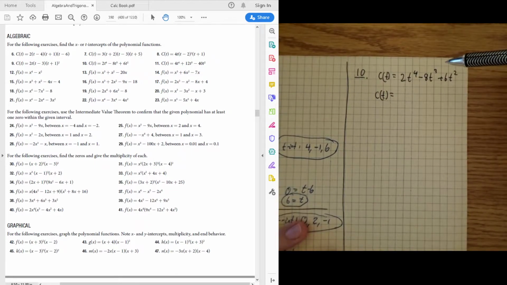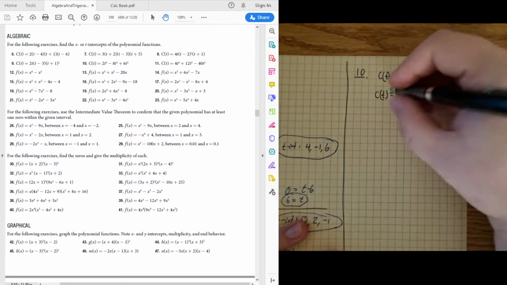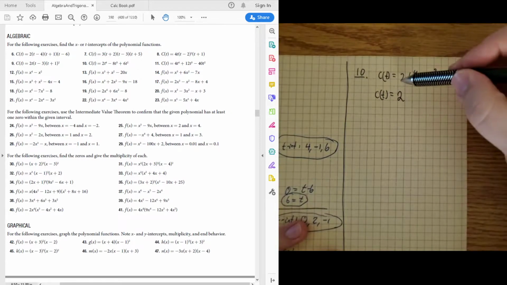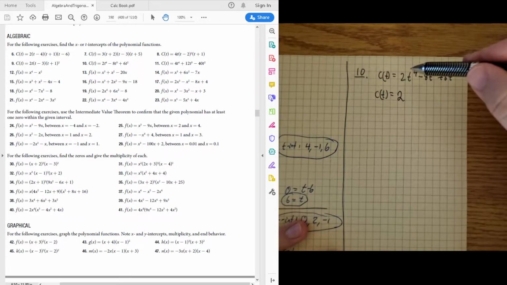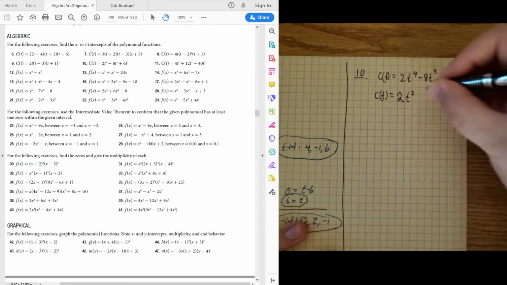Well, two things actually. A 2 can come out of every term. I have 2, I have 8, I have 6. I can take a 2 out of 2, I can take a 2 out of 8, I can take a 2 out of 6. There's also one more thing that comes out of everything, and that is a t squared.